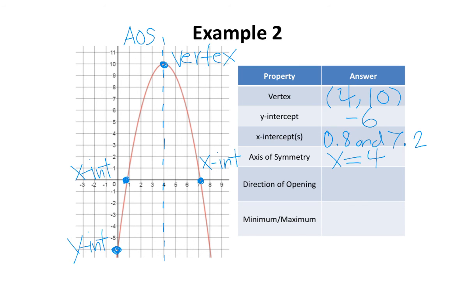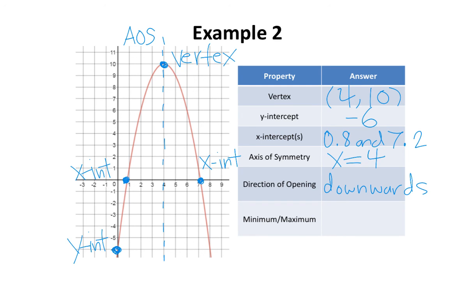In terms of the direction of opening, if you remember, it can either open upwards or downwards. Upwards would be a smile, downwards would be a frown. Since we have a frown, the direction of opening is downwards.